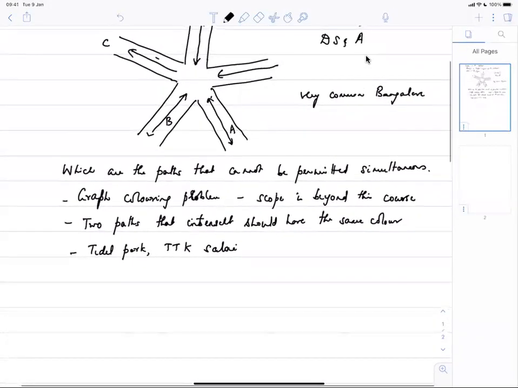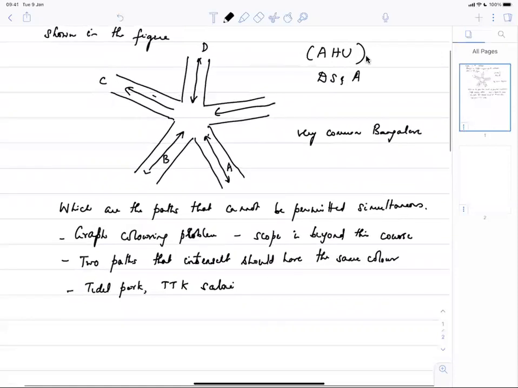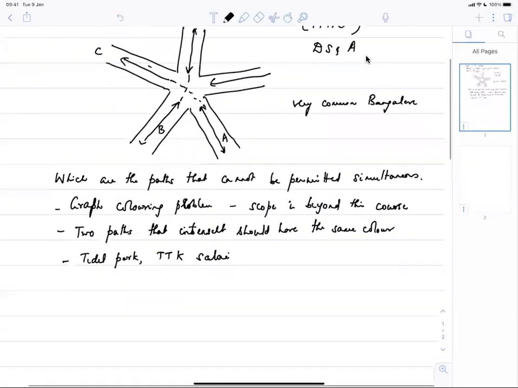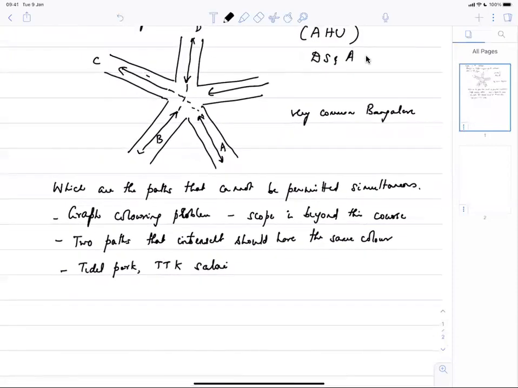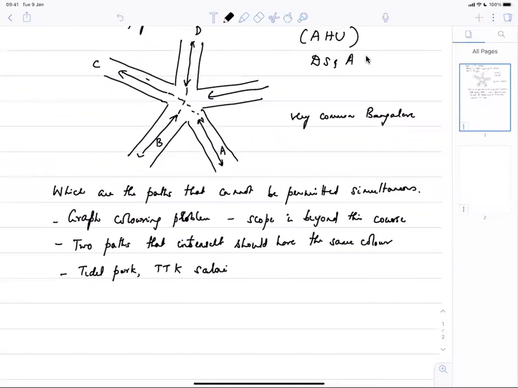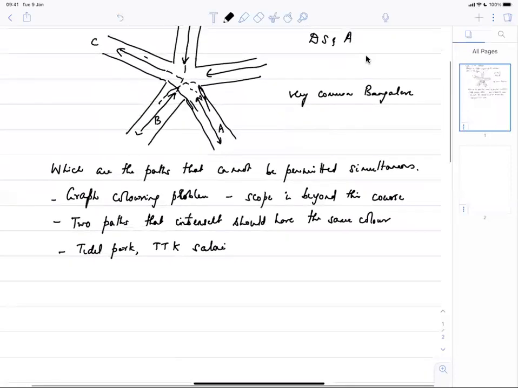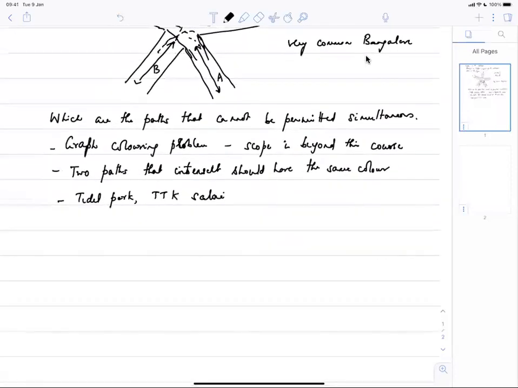So how do we work on this problem? For example, if I take AC and BD or DB, clearly this cannot happen simultaneously. Or even AC and BA, because we're on the left side of the road, going to the left side here, and AC is going like this. So again, this will intersect, so you cannot permit it. So what we do is, we make the paths vertices in a graph.